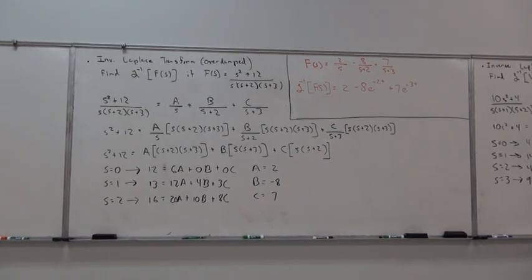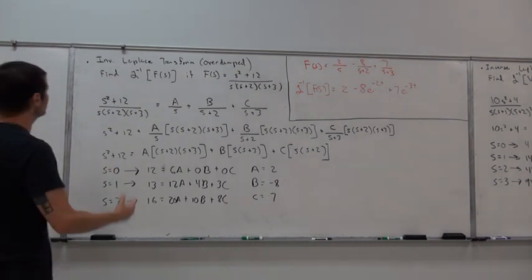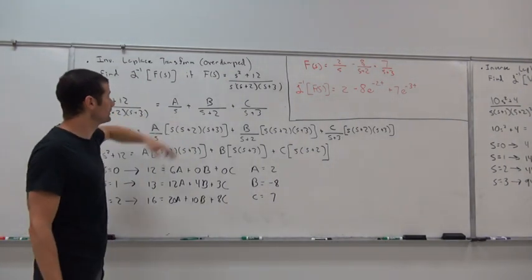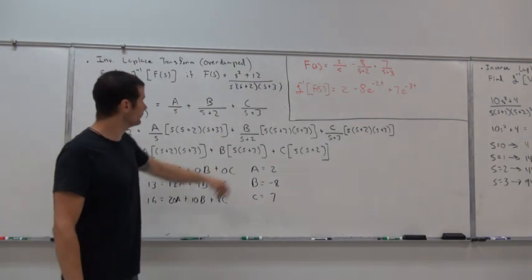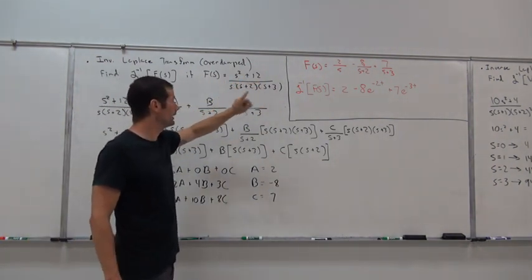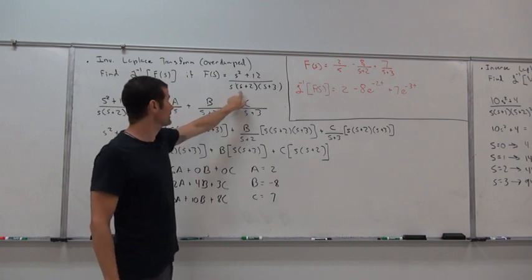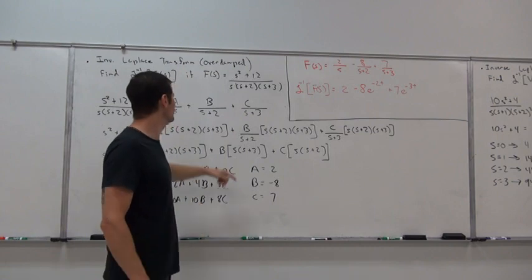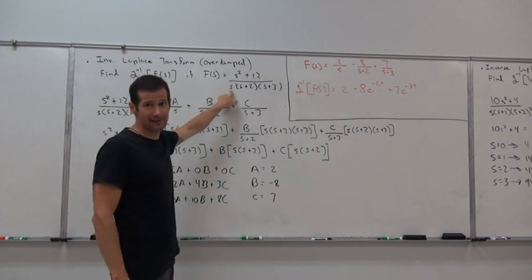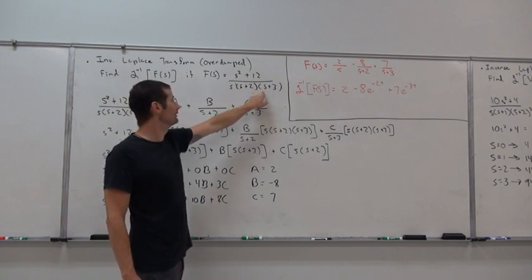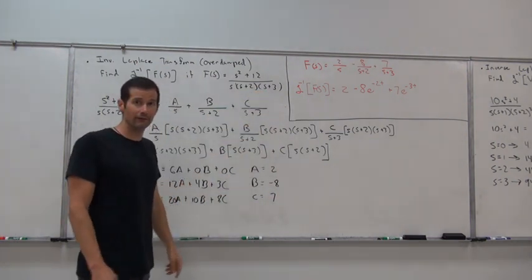All right, so this is going to be an example that we can utilize for the inverse Laplace transform, in which we have an overdamped case and real roots. Here, for f of s, we've got f of s is equal to s squared plus 12 over s times s plus 2 times s plus 3. Now, the root of s is equal to 0. The root of s plus 2 is negative 2. The root of s plus 3 is equal to negative 3.